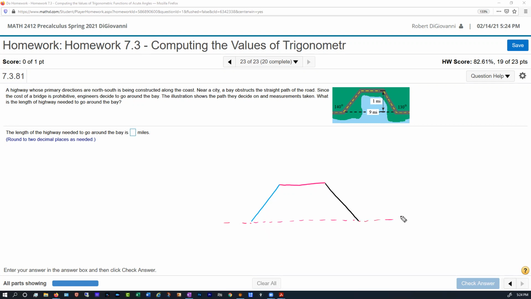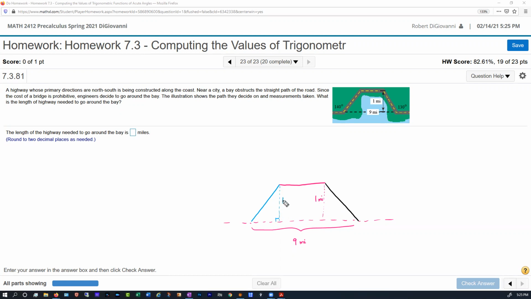All right. Now what else do they tell us? They tell us that this is 1 mile. They tell us that's 1 mile. And they tell us distance from here to here is 9 miles. 1 mile, 9 miles. Usually it's mi, but okay. So let's start looking at what we've got here. We have a right triangle for sure. We have a right triangle here, right?